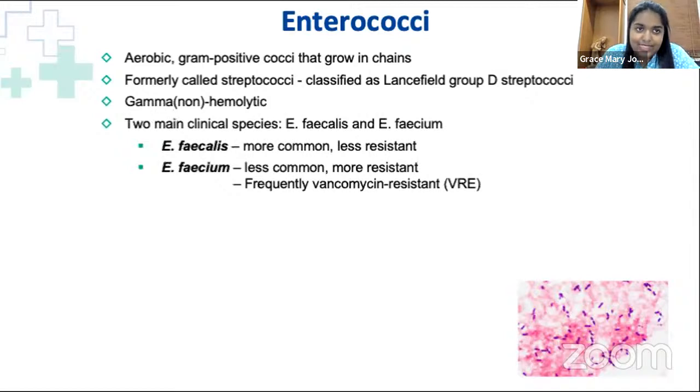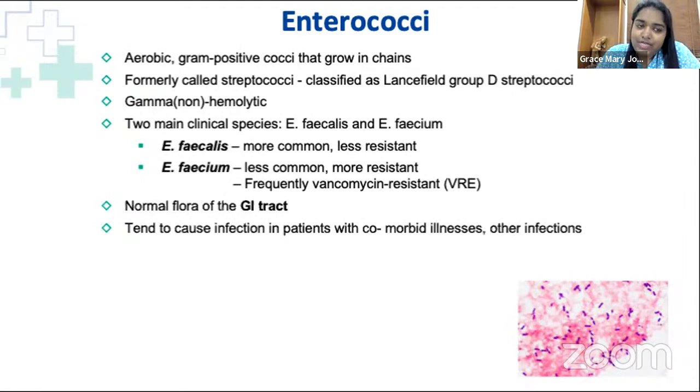They are non-hemolytic. Two major species are there. This is again something you need to know. E. faecalis, Enterococcus faecalis, and faecium. Faecium is less common but is more resistant. Faecalis is common but is less resistant. So whenever you have a report that says Enterococcus species, and it's resistant to most of the drugs, most likely it is faecium, and it is usually hospital acquired.